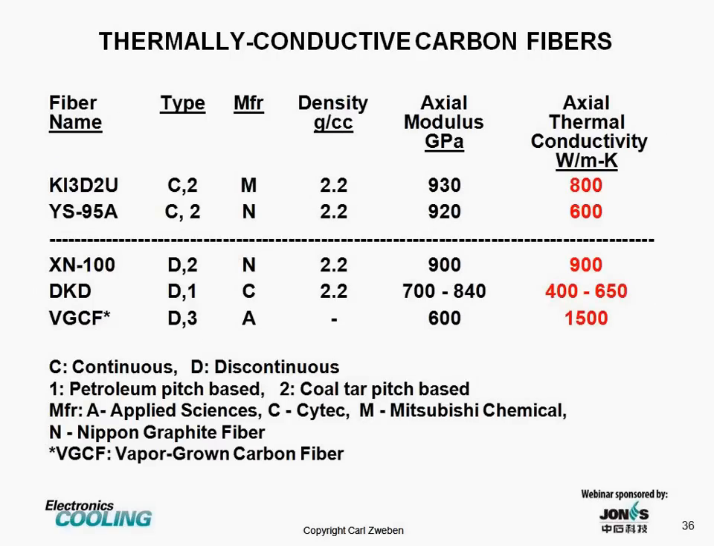Let's take a look at thermally conductive carbon fibers. These have very attractive properties for structural applications as well as for forming composites for thermal management. Above the dotted line, we have continuous fibers that have axial thermal conductivities as high as 800 watts per meter Kelvin. Below the line, we have discontinuous fibers with thermal conductivities as high as 1,500.